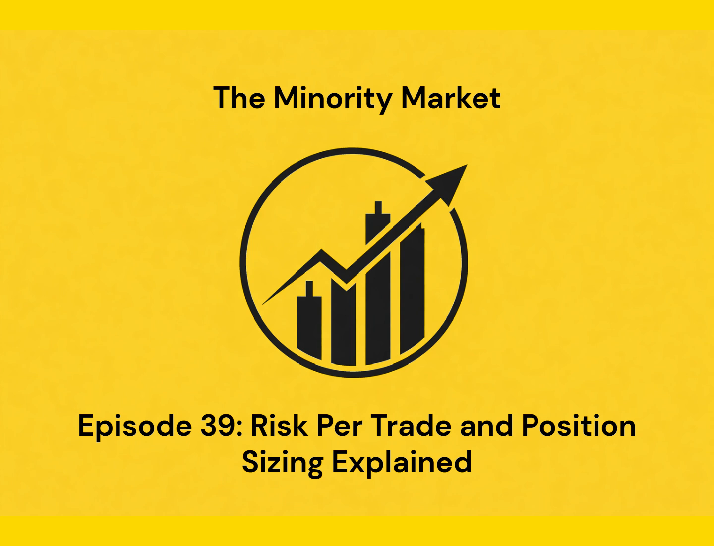Beginners often risk randomly. Sometimes they invest big because they feel confident. Sometimes they invest small because they feel afraid. This inconsistency destroys long-term performance. The minority uses fixed risk rules. They protect capital first and think about profit second.